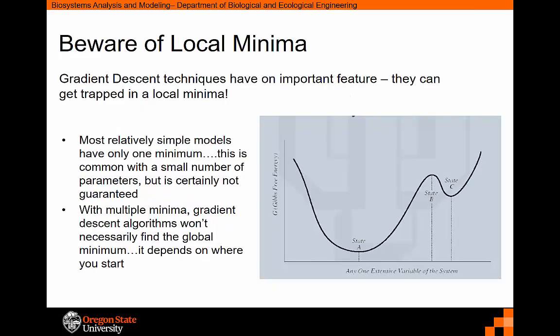Gradient descent techniques generally work well, but can get trapped in local minima. Generally, this is not a problem with well-behaved models with small numbers of parameters, on the order of, say, 2 to 5, but it is something to pay attention to. For more complex models, we will need strategies to avoid getting stuck in local minima.